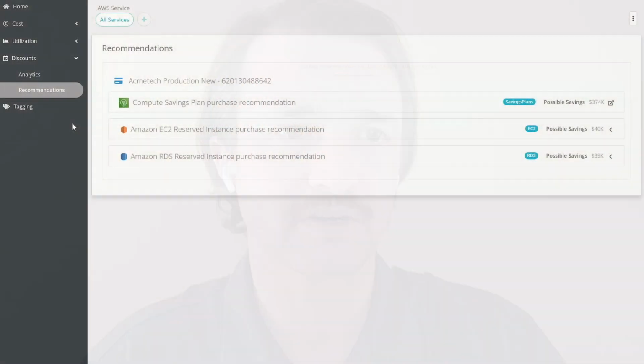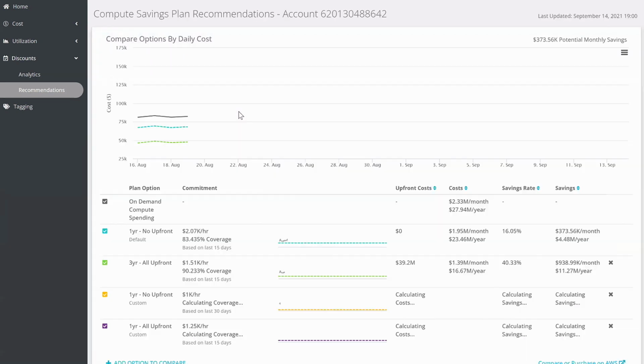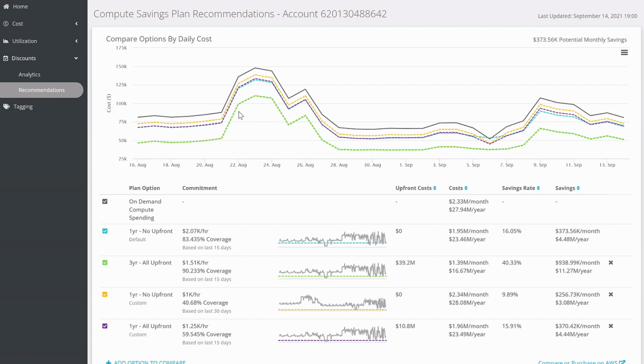All right, I will be quick on this next one. We're going to take a look at our discount recommendation options, and in particular, what I'd like to show today is our compute savings plan purchase recommendation. These are readily available from cloud providers. They will tell you how much you should commit, but they really leave it at that, and it's kind of a black box.